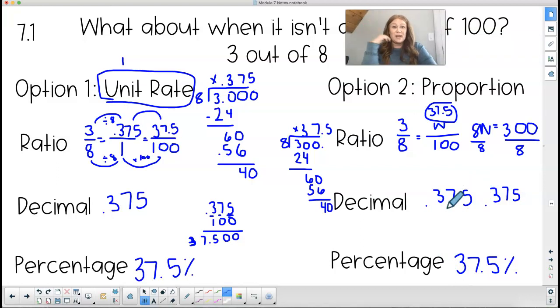So there's 2 options you have, the unit rate or the proportion, when you are trying to find the percentage and the decimals and the ratios if it is not out of 100. So when they're out of 100 or factors of 100, they're pretty easy. When they're not, you're going to have to do a little more thinking and set that problem up.